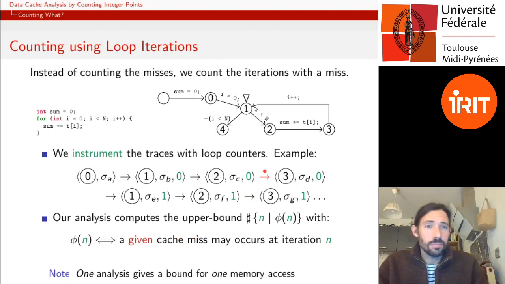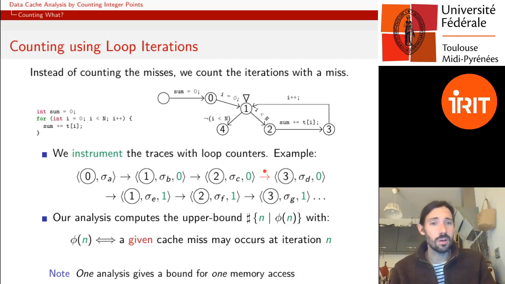To do so, we are going to instrument the traces with loop counters. So we've got our loop. The loop head is marked by a triangle. It's the control point 1. And when we reach this control point from the outside, we initialize a counter to 0. And when we come back to this control point, we increment this counter by 1. And this will decorate our traces.